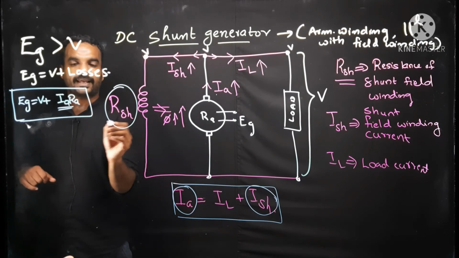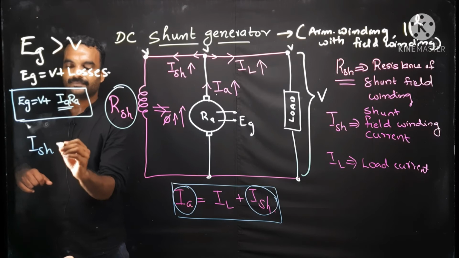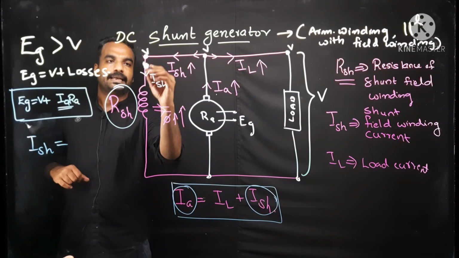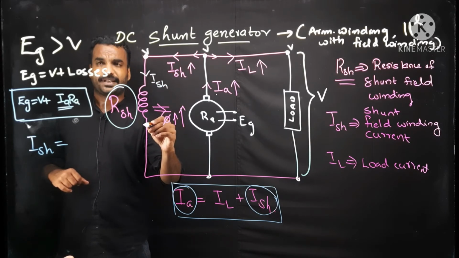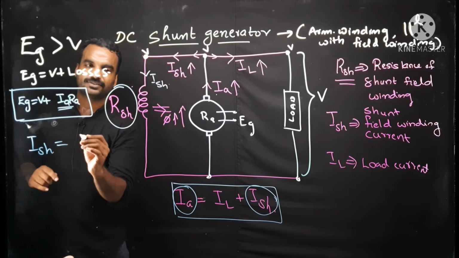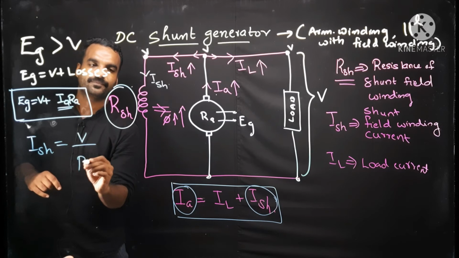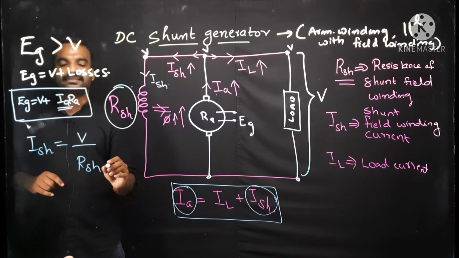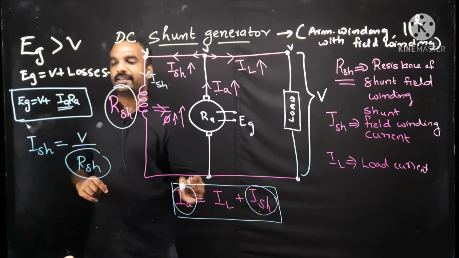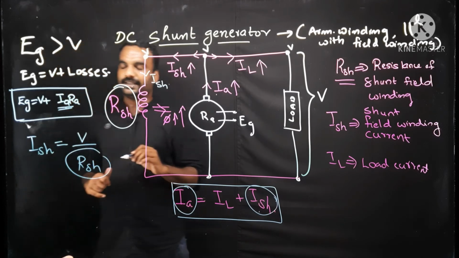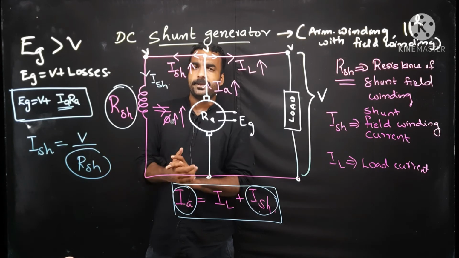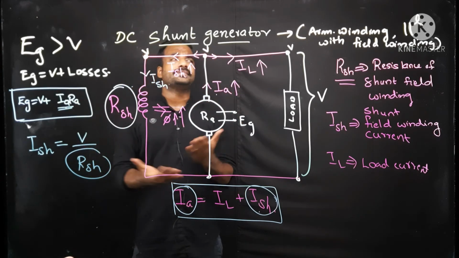And we can write the equation for ISH. What is the equation for ISH? This is the voltage V, this is the resistance RSH, this is the current ISH. So ISH is equal to V by RSH. Now you can see RSH has an effect on ISH, ISH has an effect on IA, IA has an effect on EG. That is the relation. So this equation is also important: ISH is equal to V by RSH. So this is the case of the DC shunt generator.